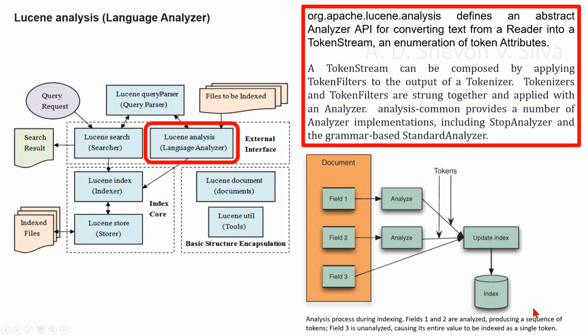Here you can see the analysis process during indexing. Fields 1 and 2 are analyzed, producing a sequence of tokens. Field 3 is unanalyzed, causing the entire value to be indexed as a single token.